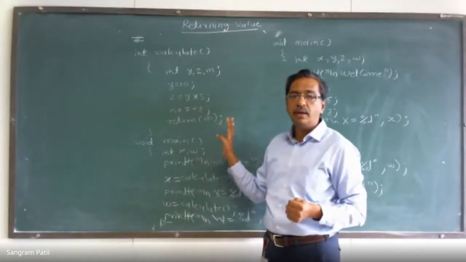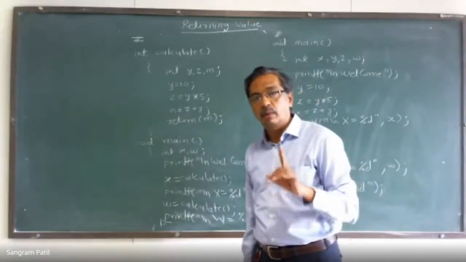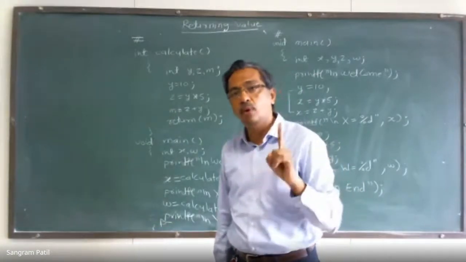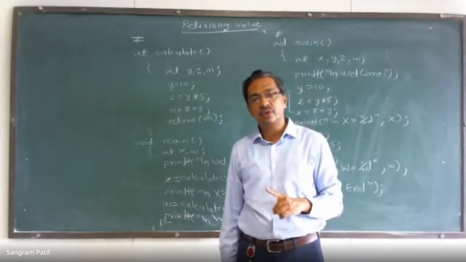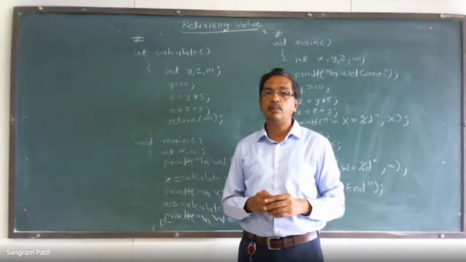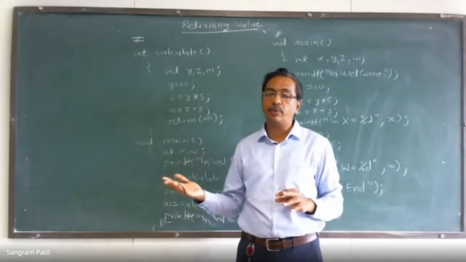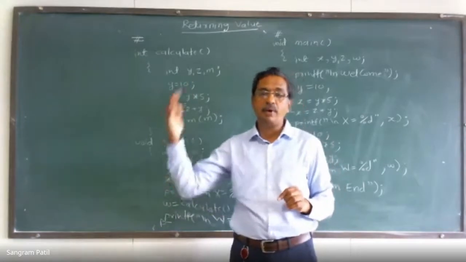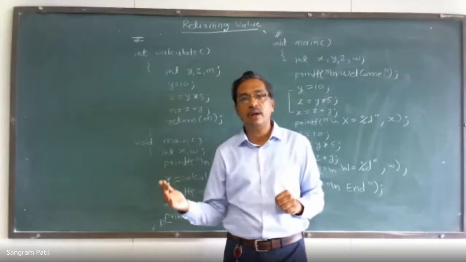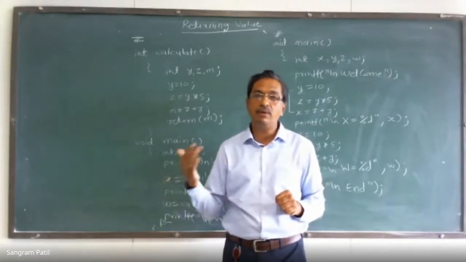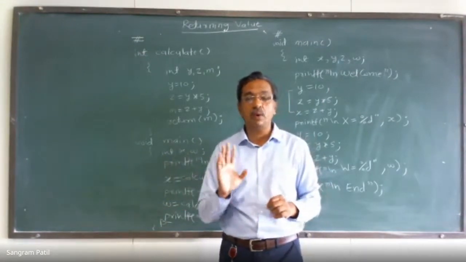This is called returning a value from a function. We can return the value of one variable only. If you want to return multiple values, in that case we have to go with the pointer topic, which we have not learned yet, which is the last topic of C programming. So when we come across the pointer topic, at that time we will check how to return multiple values from a function. But right now we can return only a single value.